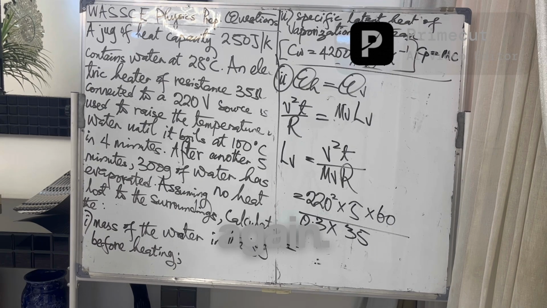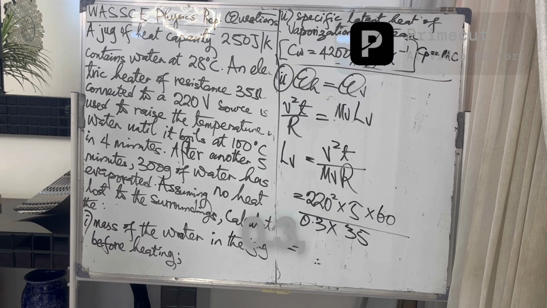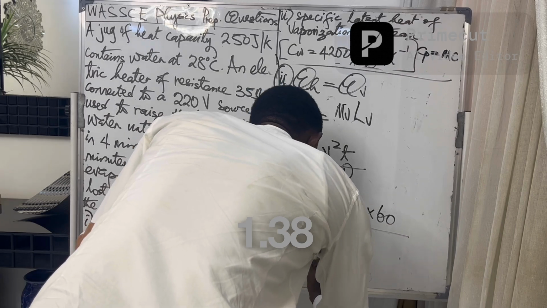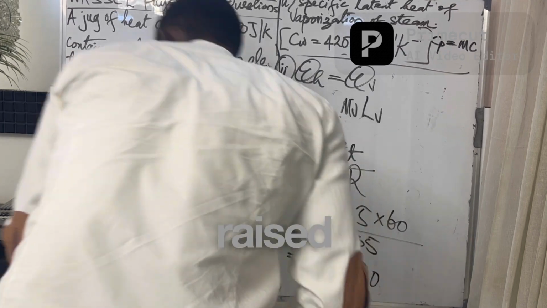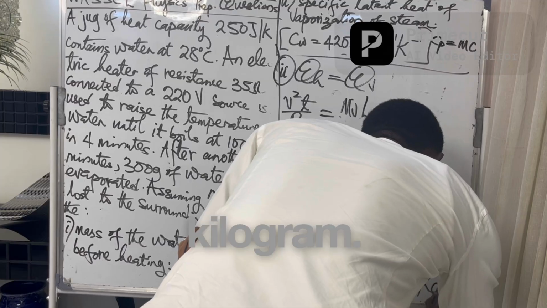So let's work on this: 220 squared times 5 times 60, all divided by 0.3 times 35. Now, let me go through it again. 220 squared times 5 times 60, all divided by 0.3 times 35. So if we do this, it will leave us with 0.38 times 10 raised to power 6 joules per kilogram.